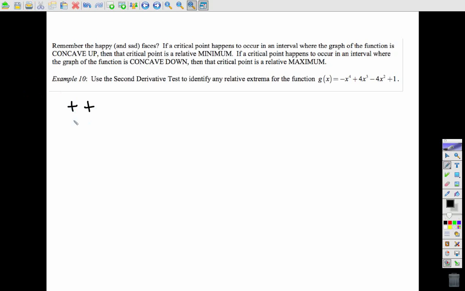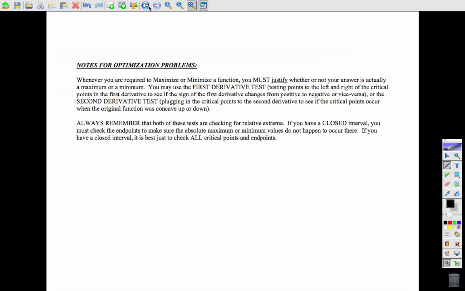That looked like positive, positive, concave up, right? So then we know that the critical point is a relative minimum because it's down here in the bottom of the concavity, and then vice versa. All right, let's do the last example.